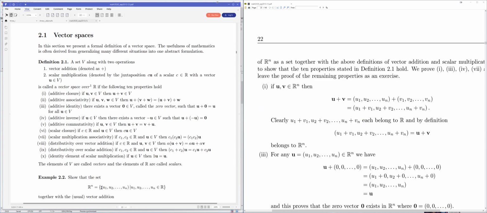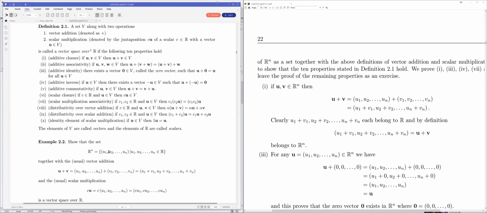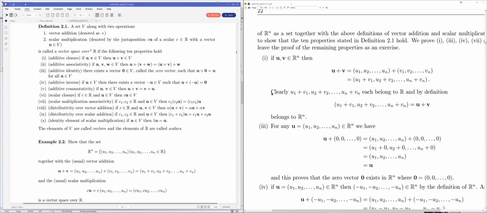But what is Rn? Rn is really just all vectors where each entry is a real number. Because u1 is real and v1 is real, when you add 2 real numbers, you're going to get a real number. It's not to say that you're going to get a complex number or anything like that. The sum of 2 reals is just a real. Likewise, u2 plus v2 is a real number, and so on up to the last one. So each of the components here is a real number, and by definition this vector belongs to Rn, because Rn consists of all possible vectors with real components. That's how you would prove the first one.